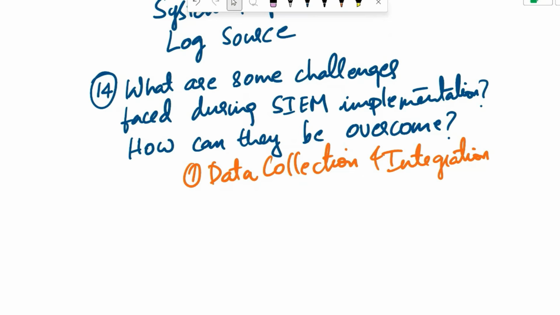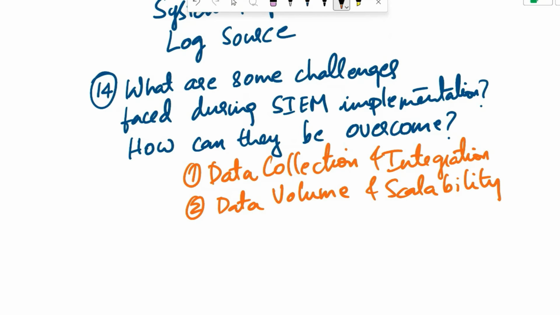Standardize log formats, and ensure clear documentation for data source integration. Pre-built integrations can simplify this process. Next is data volume and scalability. SIMs can handle large volumes of data, but as an organization grows, the data volume can quickly overwhelm the system's capacity. So for this, we need to implement a scalable architecture that can handle data growth, utilize distributed data processing and storage mechanisms, regularly optimize and tune the SIM for performance.